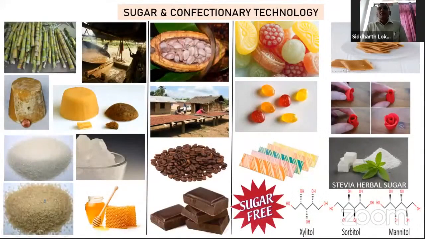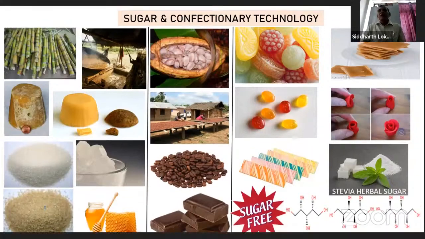Now we can see another segment, that is sugar confectionery. No need to tell how big the cultivation of sugarcane is. How we are converting it slowly, you can see, first of all, sugarcane is our main target. The jaggery and jaggery cubes, then jaggery powder, are the value-added products. Again, the sugar, different kinds of sugar.